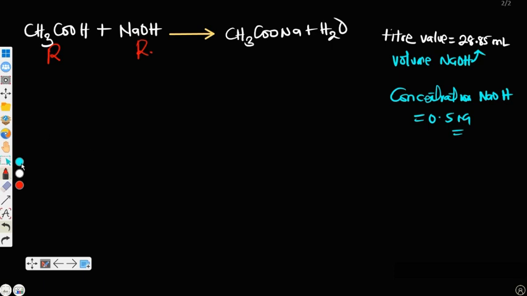Now, another thing you must also take cognizance of is their molar ratio from the balanced equation. The molar ratio here is what? 1 to 1. Are you getting it now? So it means you can say 1 mole of acetic acid reacts with how many moles of sodium hydroxide? 1 mole of sodium hydroxide. Is that okay?